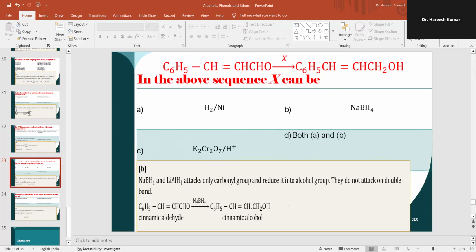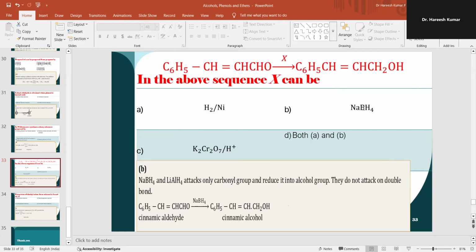Here again I am taking an alpha beta unsaturated aldehyde. This is called an alpha beta unsaturated aldehyde. A reagent X is added to get an alcohol. You can observe that the aldehyde group is there and an alpha beta double bond is there. In the presence of the double bond, only the aldehyde group is reduced. That is possible with sodium borohydride. Sodium borohydride selectively converts carbonyl compounds into alcohol. It does not affect the double bond.